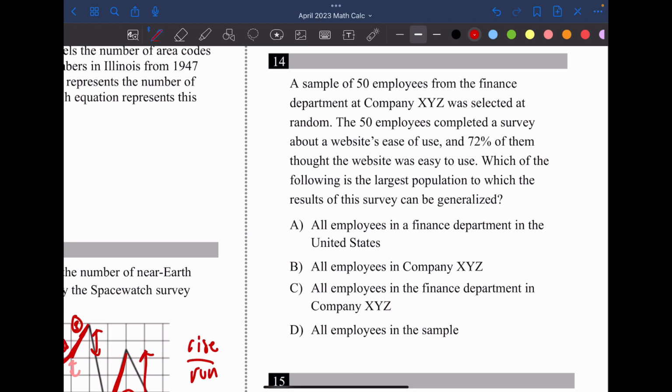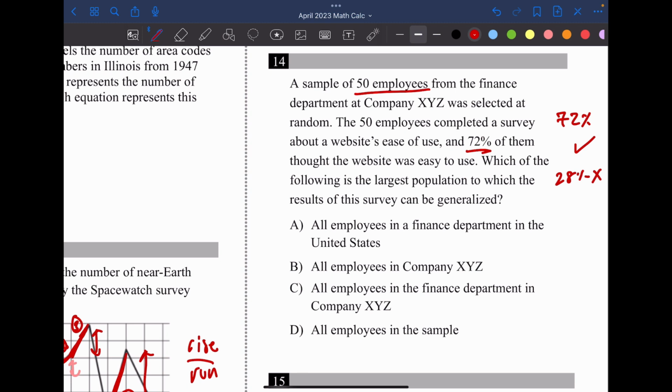But what's important to know is that there are 50 employees for now. Then the 50 employees completed a survey about a website's ease of use, and 72% of them thought the website was easy to use. So 72% were agreeing that the website is easy to use, and then I guess the 28% said no, this is not easy to use.